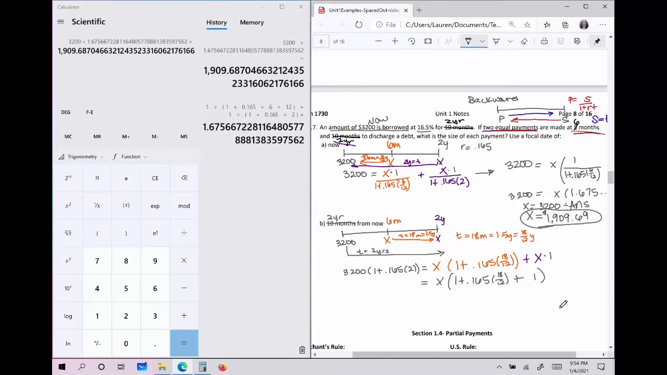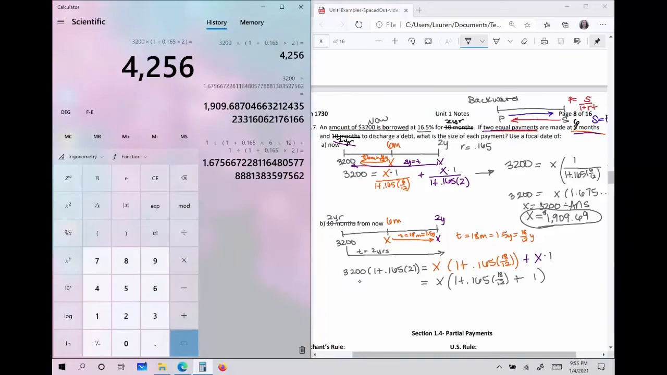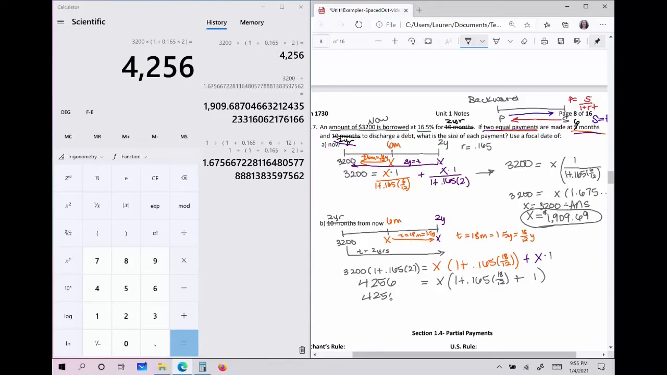Okay, so before we finish our equation on this side, let's find out what this value is. So we're going to do 3,200 times, and then parenthesis 1 plus 0.165 times 2. To get our future value there, so we get $4,256. And then over here we need to find what that coefficient is. So go ahead and try to do that in your calculator.